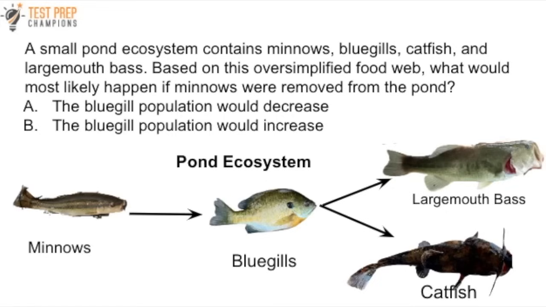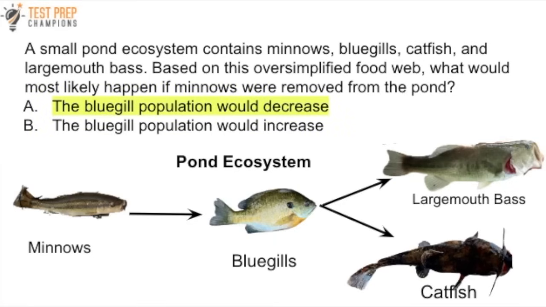The idea here is that the bluegills are higher up in the food web than the minnows, all right? So the bluegills are going to eat the minnows. Now, if you take minnows out of the pond, the bluegills are going to lose their food source. The bluegill population is going to decrease. So A is the correct answer, all right?